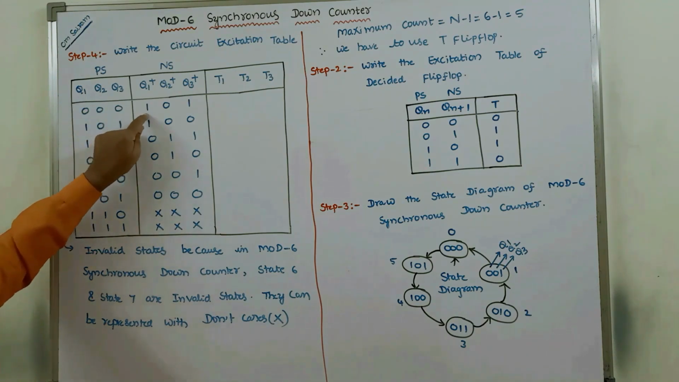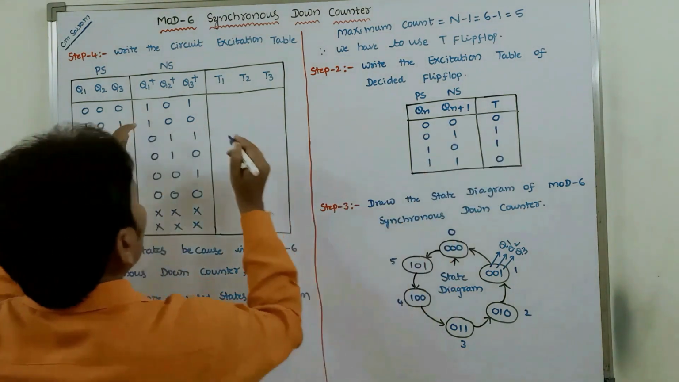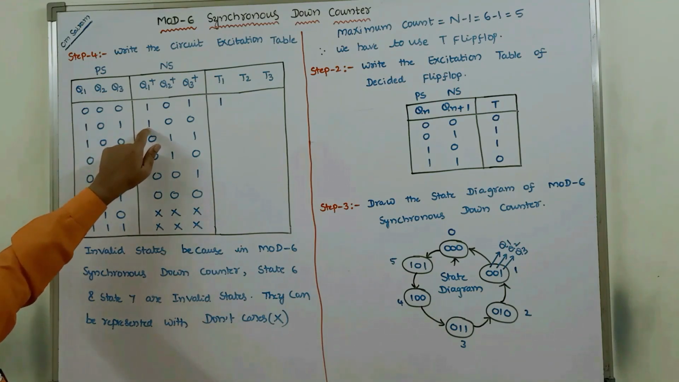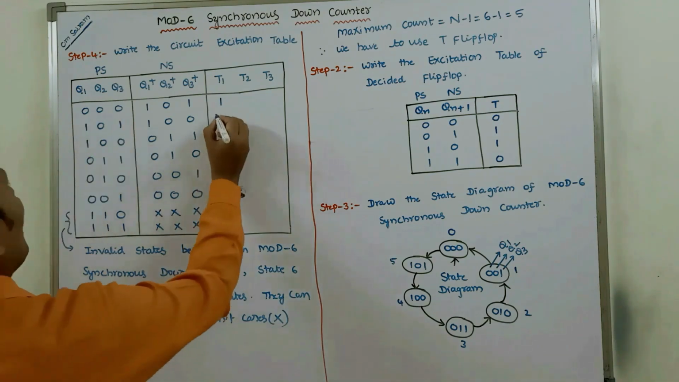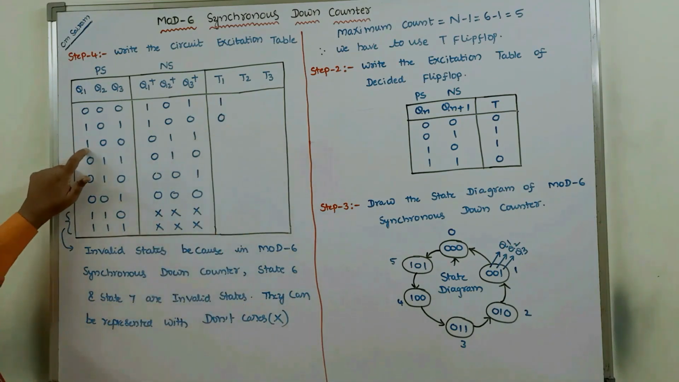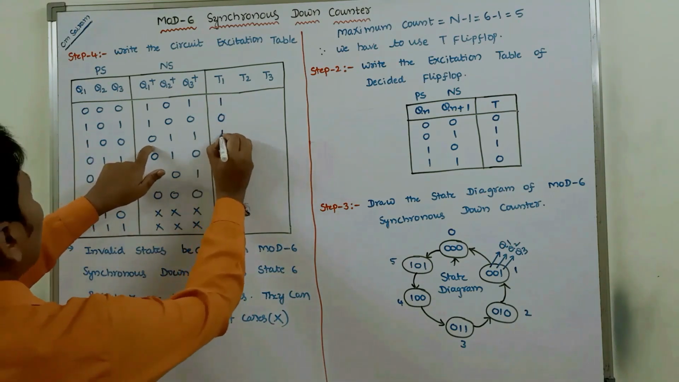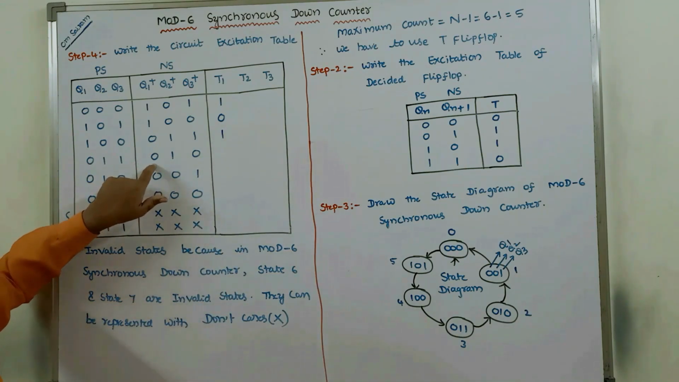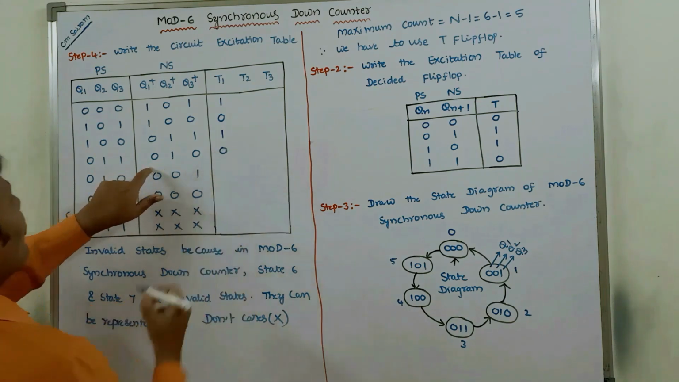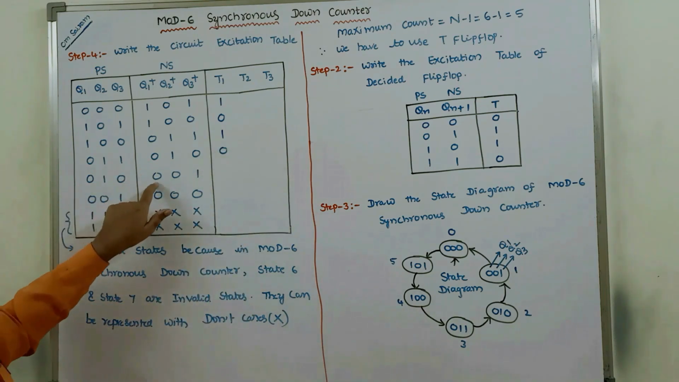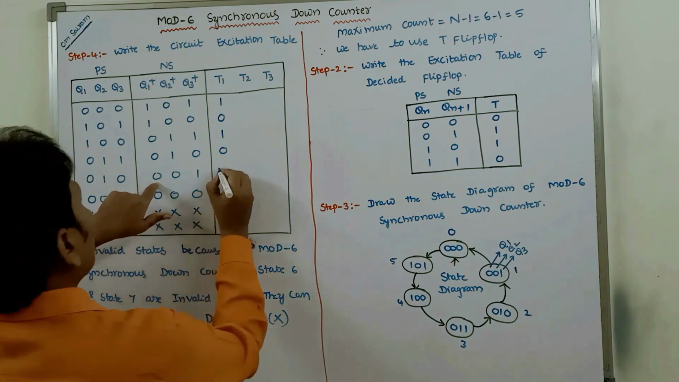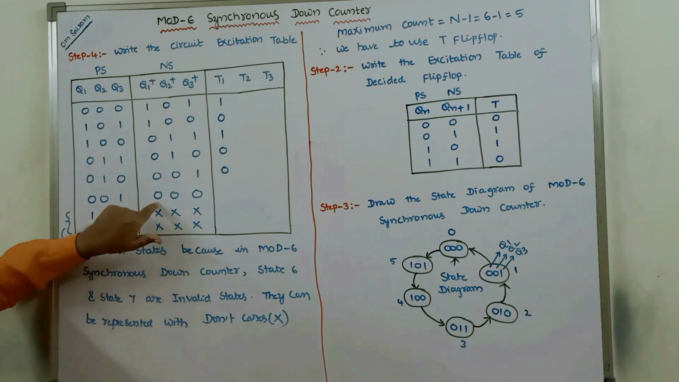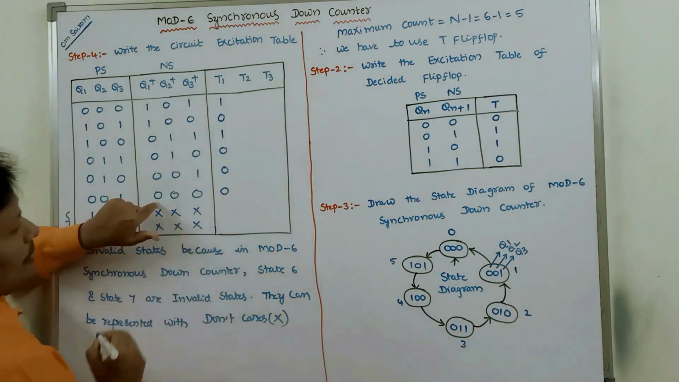Both inputs are different, so then T value is 1. Q1 value 1, Q1 plus 1 value is 1. Both inputs are same, our output is 0. Here 1, here 0. Both inputs are different, output is 1. Here 0, here 0. Both inputs are same, then T1 value is 0. Here 0, here 0. Both inputs are same, T value is 0. Here 0, here 0. Both inputs are same, then T1 value is 0.